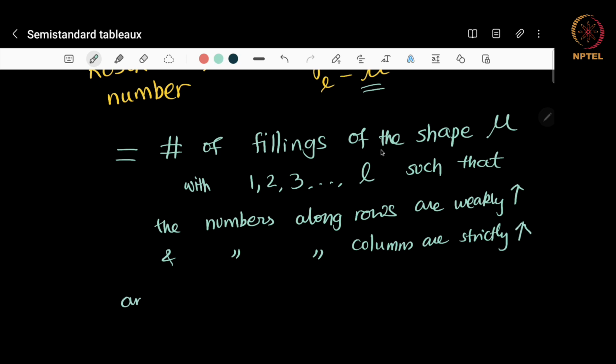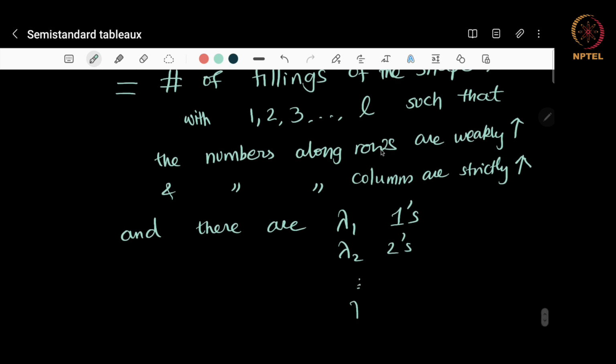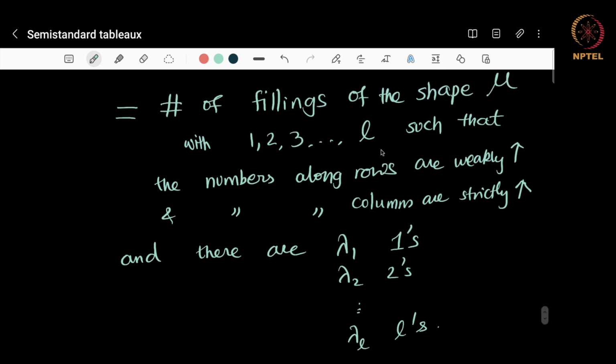And further, the filling that I make has the following property. There are lambda 1 1s, lambda 2 2s and so on in the filling. That's what it means to say I attach lambda 1 boxes in the first step, lambda 2 boxes in the second step, etc. So this is the final outcome, that this is the Kostka number K mu lambda.